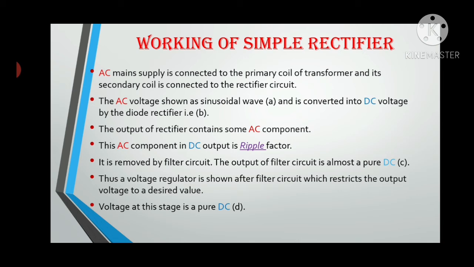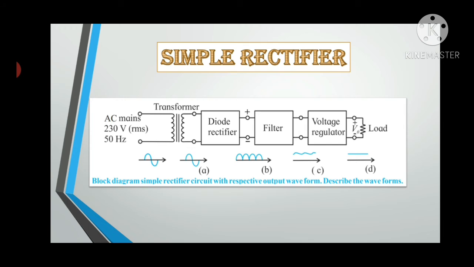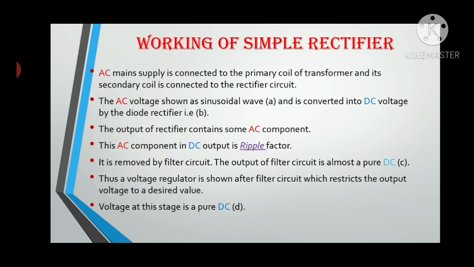Now to remove this ripple factor, we are using a filter circuit. The output of this filter circuit is almost pure DC. We have said almost, not pure DC. Due to this word almost, there is still a little component of AC in it. Therefore we are using a voltage regulator, as shown in the figure. After the filter circuit, the voltage regulator restricts the AC component, and we get an output voltage at the desired value. And this stage is nothing but pure DC.